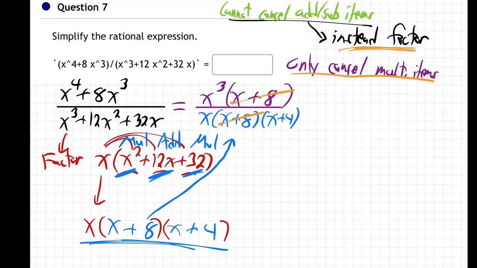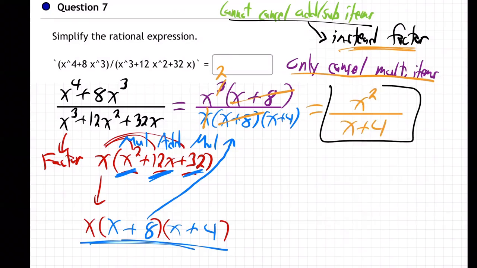So now you can cancel multiplied items. I can cancel the x plus 8. And what about can I cancel out here with these guys? Absolutely, they're multiplied items. So this cancels one of these, leaving x squared. So what are we left with? We're left with on the top, just x squared, and on the bottom, just x plus 4. And that's it. That's as far as we can go.